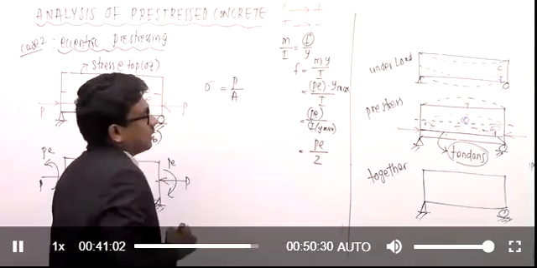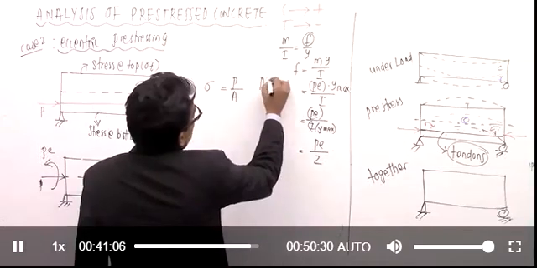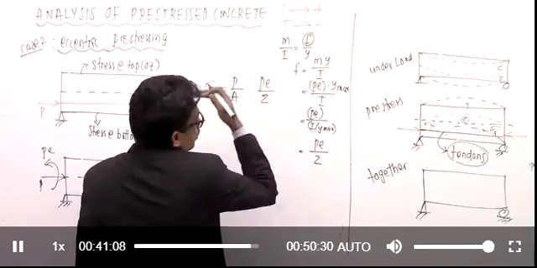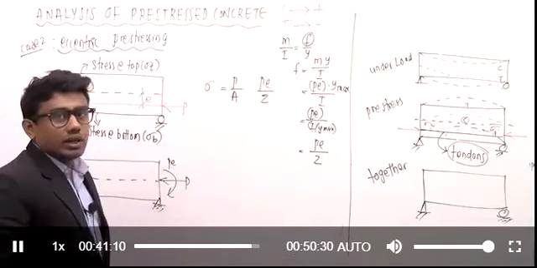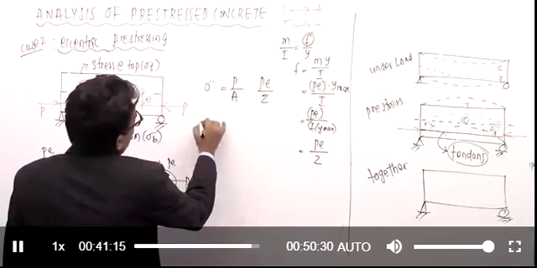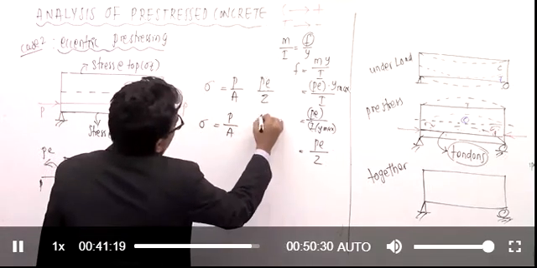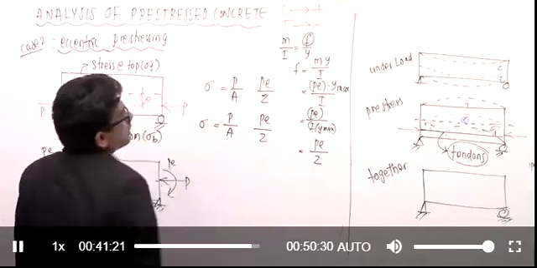PE by Z. Correct. PE by Z. So that is the moment due to our PE, right? If I am calculating, I need to calculate the stress at the top and stress at the bottom. I am interested in calculating the stress at top and stress at bottom.